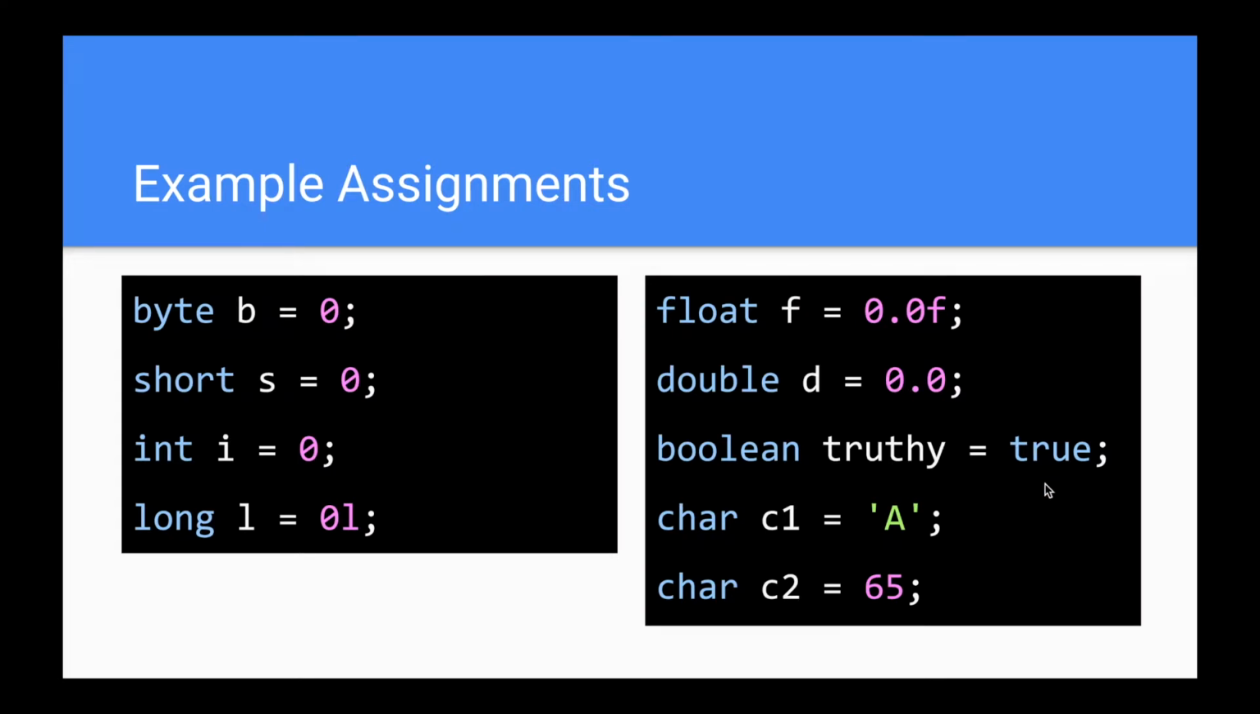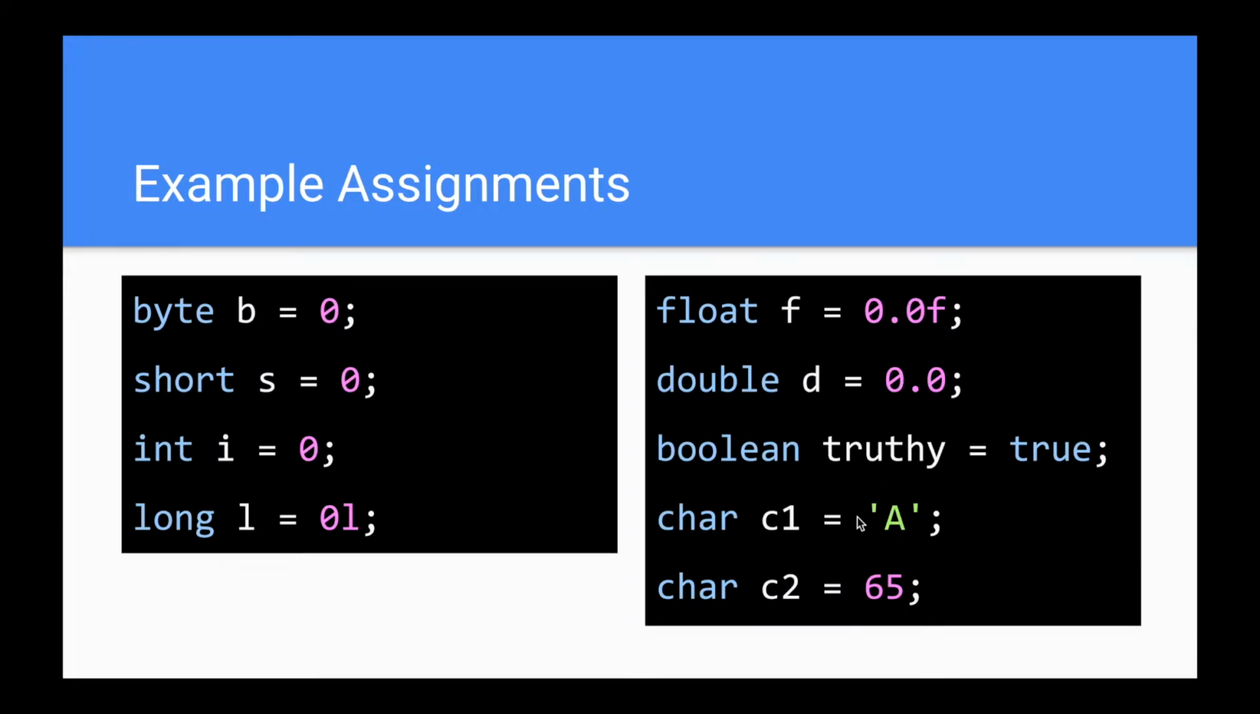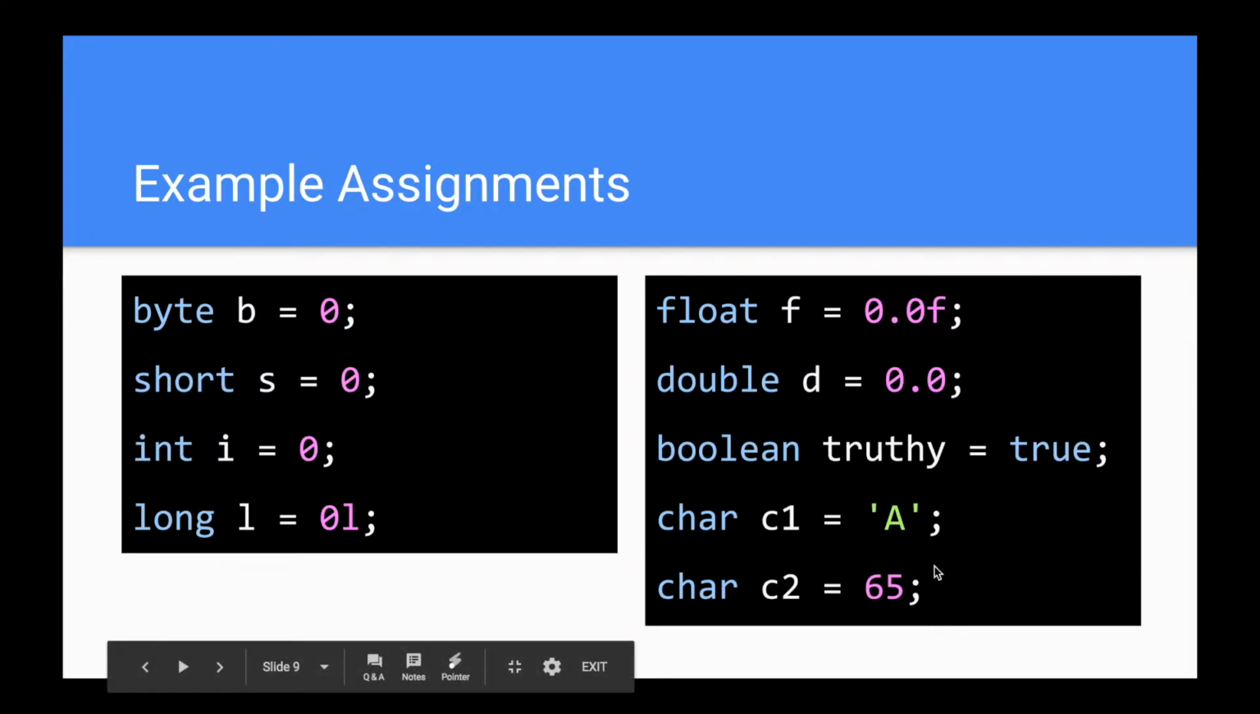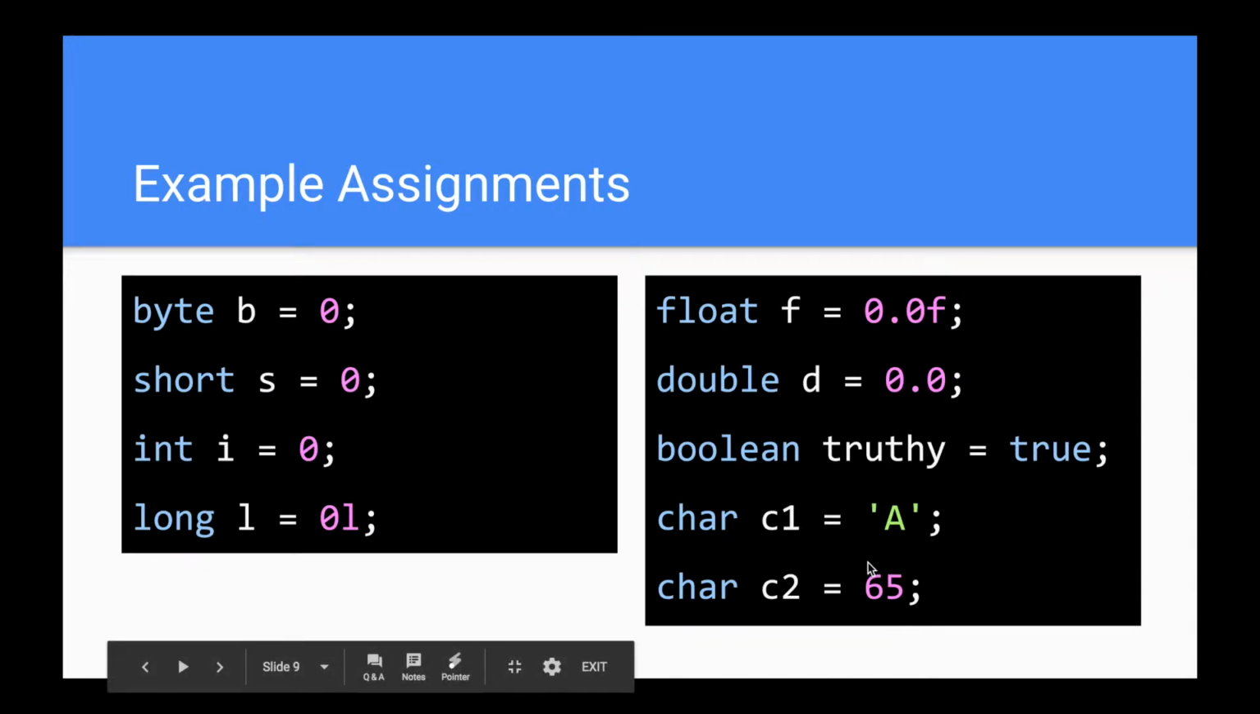And then booleans, as mentioned before, are either true or false. And then characters can be declared and assigned with the character in single quotes or by ASCII values.